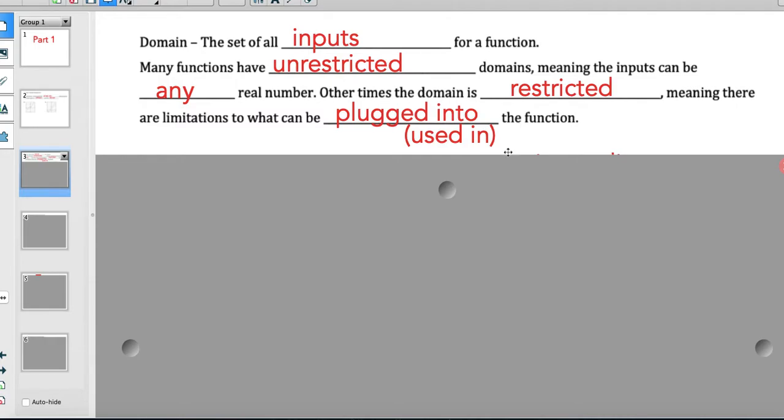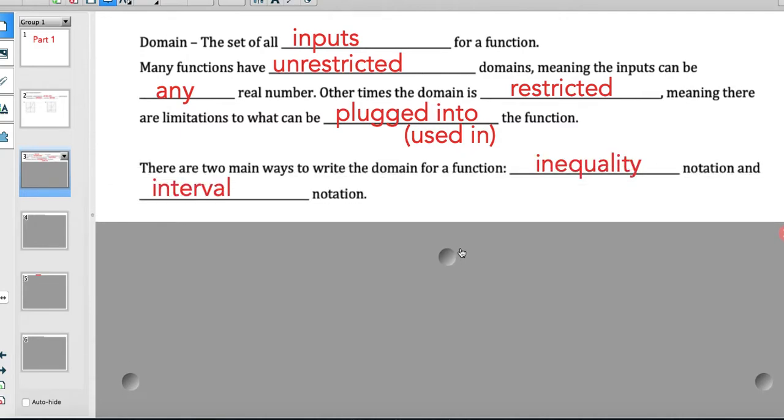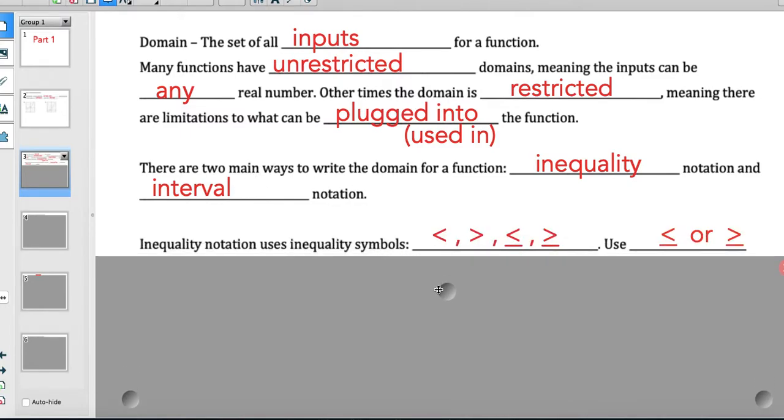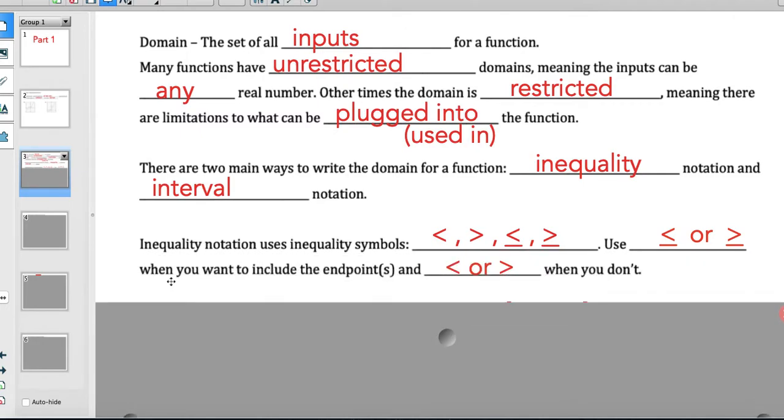There are 2 main ways to write domain for a function. We can have inequality notation and interval notation. And so these are some symbols that we use. Inequality notation uses the symbols less than, greater than, less than or equal to, greater than or equal to. You want to use less than or equal to or greater than or equal to when you want to actually include the endpoints, and less than or greater than when you don't want to include the endpoints. And so this is where we use open and closed circles when we create the graph.